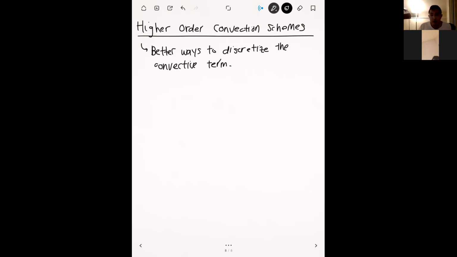Because if you remember when we first started going over convection with finite differences, we saw that the convection term has a lot of problems. Convection terms literally have 99 problems. You can probably complete the lyrics for that one, and it would be true for convection terms as well. So let's review some of the problems that the convection term has.